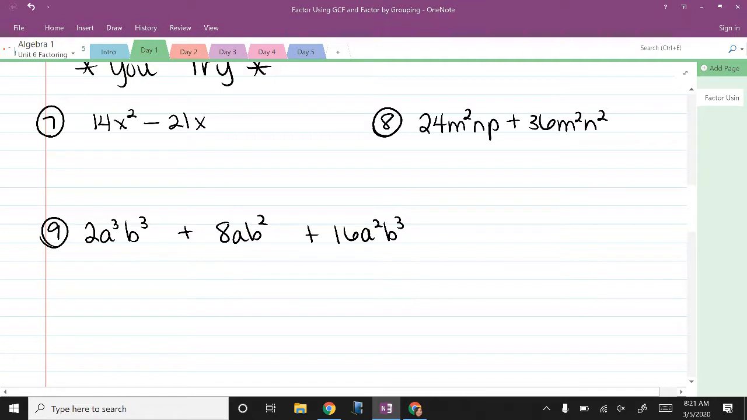Hey, you copied that last one wrong. Yeah, that's supposed to be to the third. So you do need one B on that one.